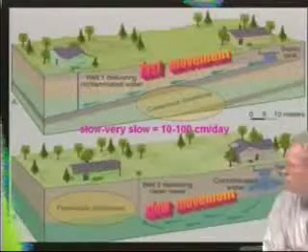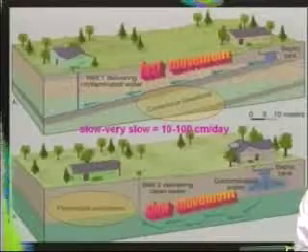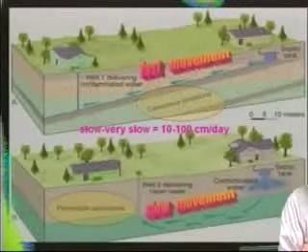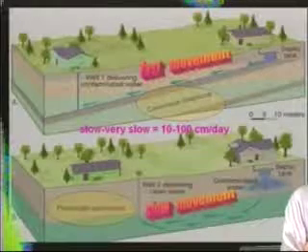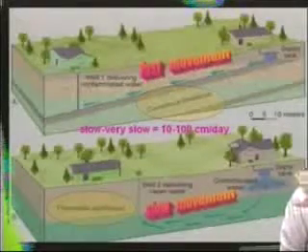But 10 to 100 centimeters per day, it goes from a slow to very slow rate. And then we can have fast, medium fast, and so on. But, again, you don't have to worry about the numbers.